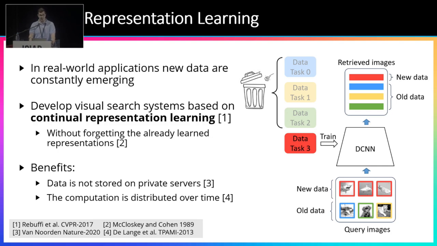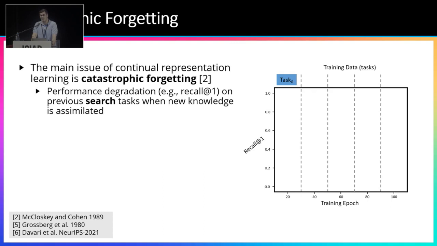So in this work, we develop a visual search system based on continual representation learning. That means that we aim to not forget the already learned representations while learning incremental data. With continual representation learning, part of the benefits are that data is not stored on private servers and that the computation is distributed over time. However, the main issue when learning incrementally is catastrophic forgetting. That is a performance degradation on previous search tasks when new knowledge is assimilated.